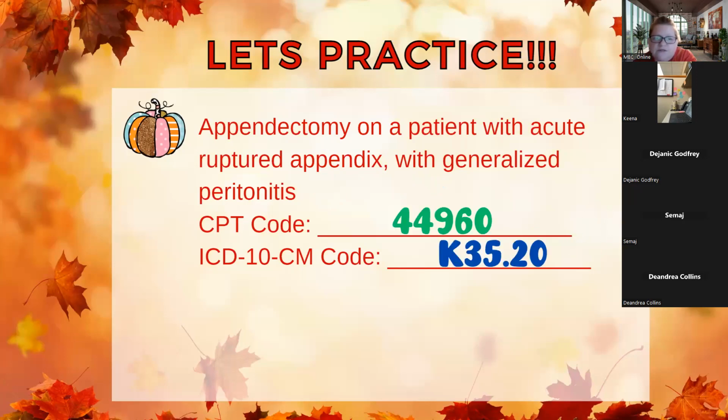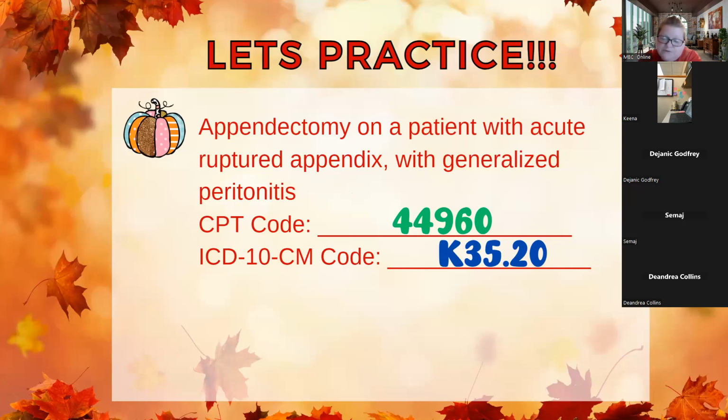On this one, for the CPT code, we went straight to appendectomy in the alphabetic index, and we ended up with code 44960. For the ICD-10 code, we looked up peritonitis, and I can't remember, I did this in last week's presentation, so I might be a little muddy on the details, but for peritonitis we ended up with K35.20. It's not a code that needed to be brought out all the way to 7 characters.